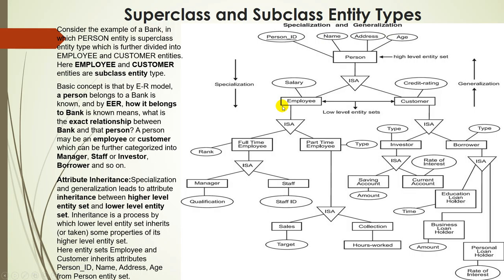So look at the arrow. When we move from the top to the bottom, we are going toward specialization of the entities. We will add more special fields. But when we move from the bottom to the top, we are doing generalization.